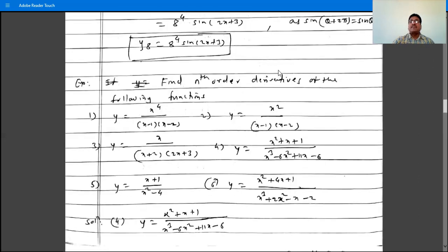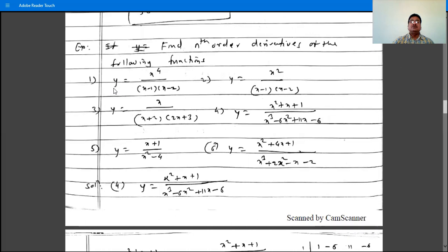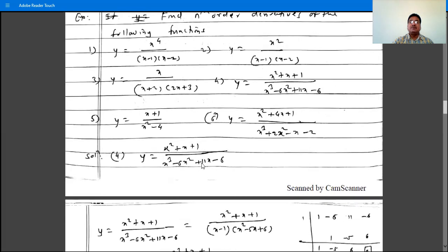So next problem, find the nth derivative of the following functions. So the functions are y is what? x raised to 4 divided by x minus 1 into x minus 2. Y is equal to x square divided by x minus 1, x minus 2. Similarly this problem. So there are 6 problems.